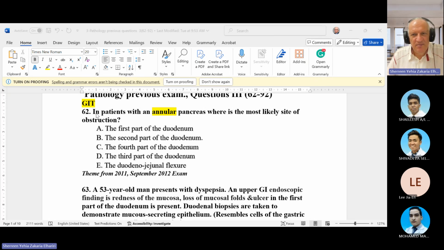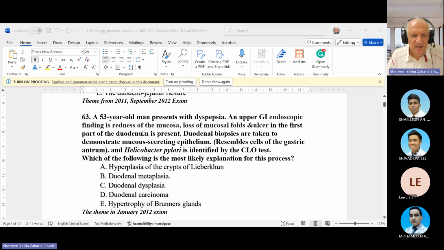Something may be related to embryology: in a patient with annular pancreas, which is the most likely site of obstruction? Anatomically, of course, we know the pancreas lies in the curvature of the duodenum. So if the pancreas becomes annular, it covers this area. So which area is affected? Of course, you know the duodenum is 4 parts: 1, 2, 3, 4. So which part of the duodenum is affected in annular pancreas? Second part. So it is easy, embryological: second part of the duodenum.